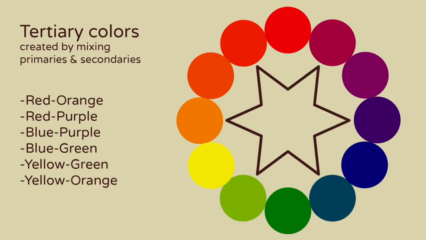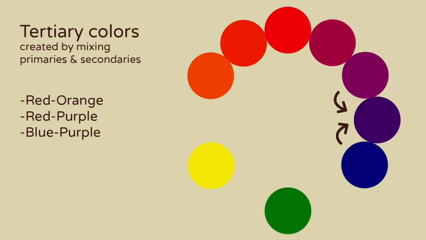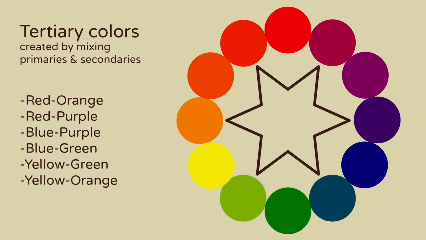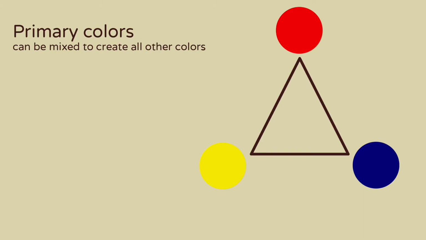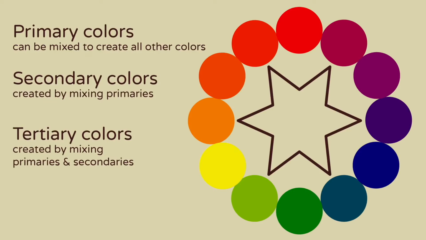Tertiary colors are created by mixing a primary color with a secondary color. These are red-orange, red-purple, blue-purple, blue-green, yellow-green, and yellow-orange. And now we have our basic color wheel. So to recap, you start with primaries, mix those to create secondaries, then mix one of each to create tertiaries.